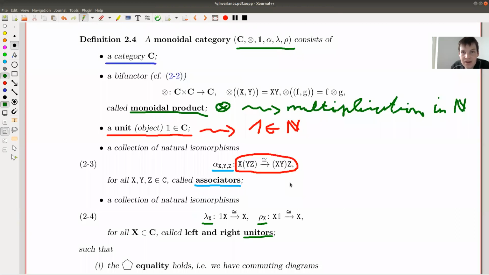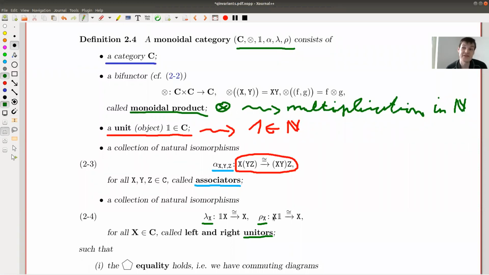So I have 5 bullet points. The last bullet point has two kinds of data, a left and a right unitor. So we have six types of data: a category, a product on my category, and a unit on my category. That's, as I said, very familiar from groups and rings. And that's some categorical nonsense because you have to be careful with those bracketings, right?